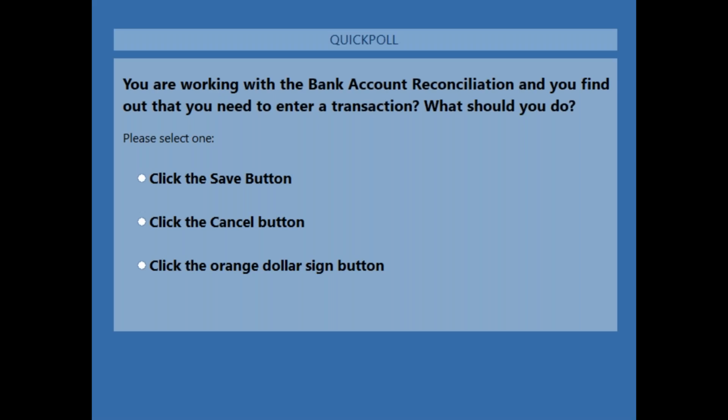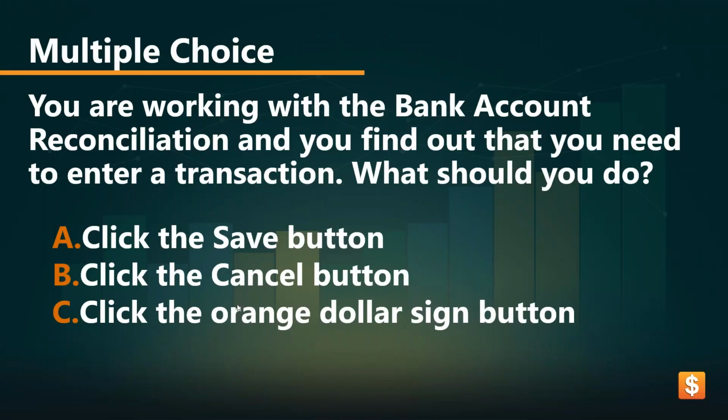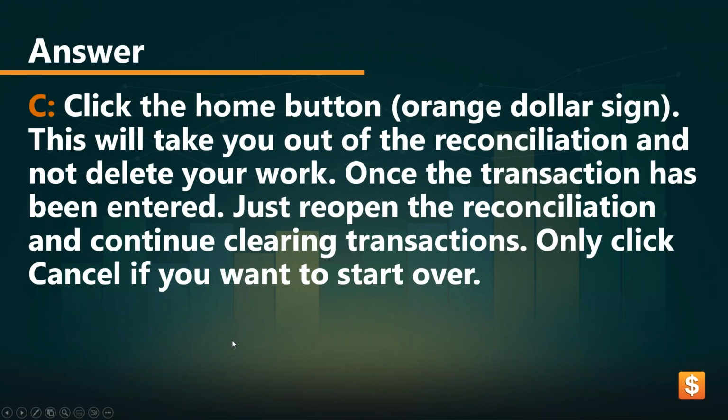All right, looks like most of us have submitted an answer. I'm going to give you just another second or two, and I'm going to go ahead and close that out. All right, well, again, we were unanimous here. Everybody said C, and you are absolutely correct. Click the home button or that orange dollar sign button. This will take you out of the reconciliation, and it'll save your work.